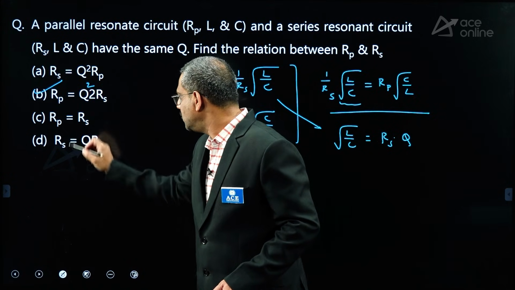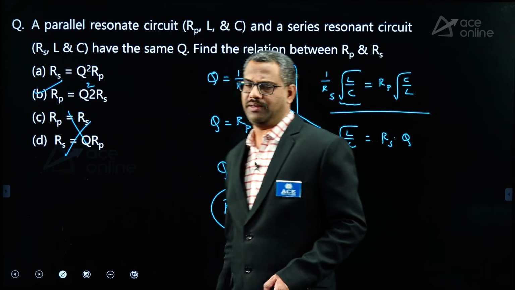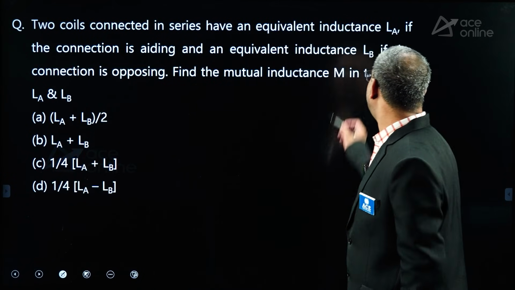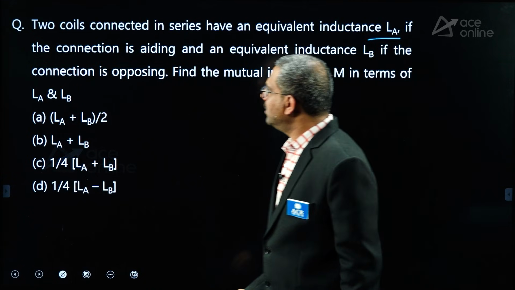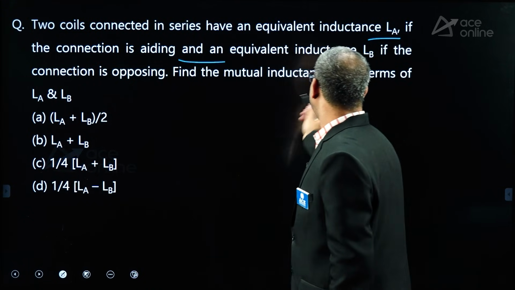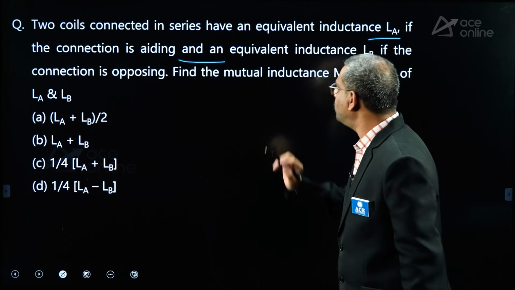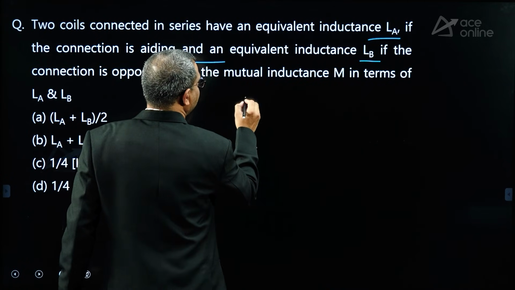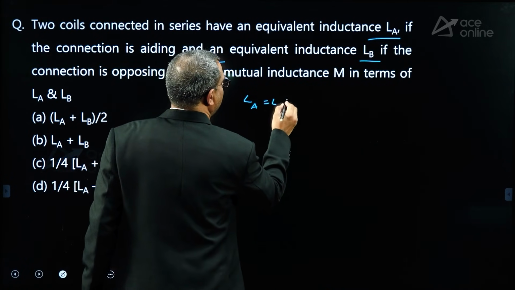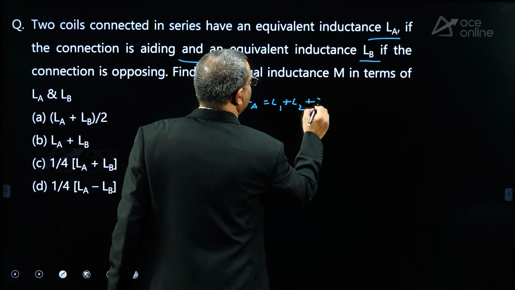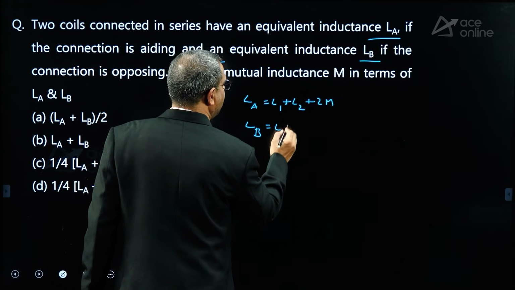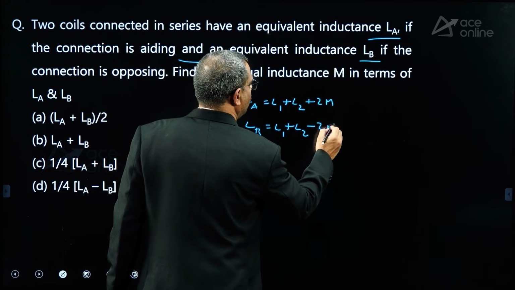These two cannot be the answer. This, option B. Now see, two coils connected in series have an equivalent inductance of LA if the connection is aiding, then equivalent inductance LB if the connection is opposing. Find the mutual inductance. Now what is LA? LA is L1 plus L2 plus 2M because of series aiding. Then what is LB? L1 plus L2 minus 2M. Now you want the mutual inductance.